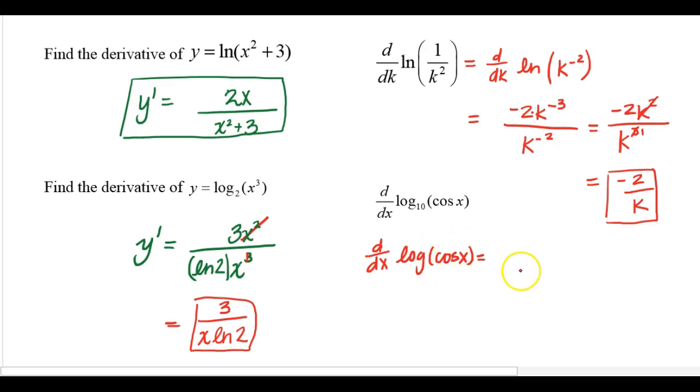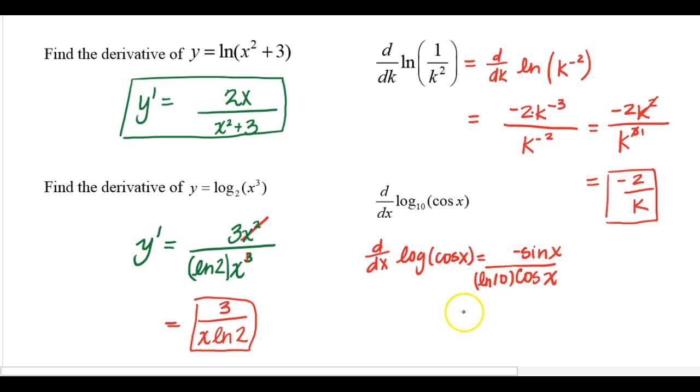So I take the inside and I put it in the denominator, and then the derivative of the inside goes in the numerator. So the derivative of cosine is negative sine x, and then in the denominator, I have to multiply by natural log of the base. And so if the base wasn't clearly written for us as a 10, we would just have to know that. We would have to know that we needed to put natural log of 10.